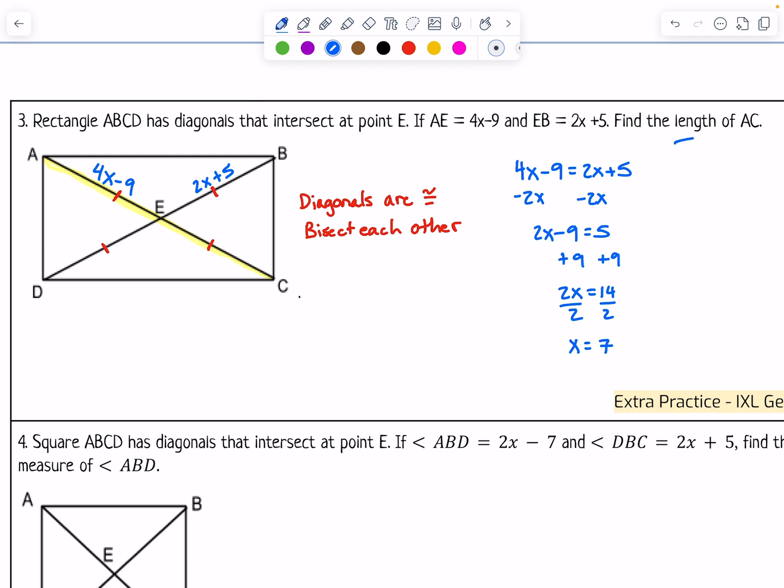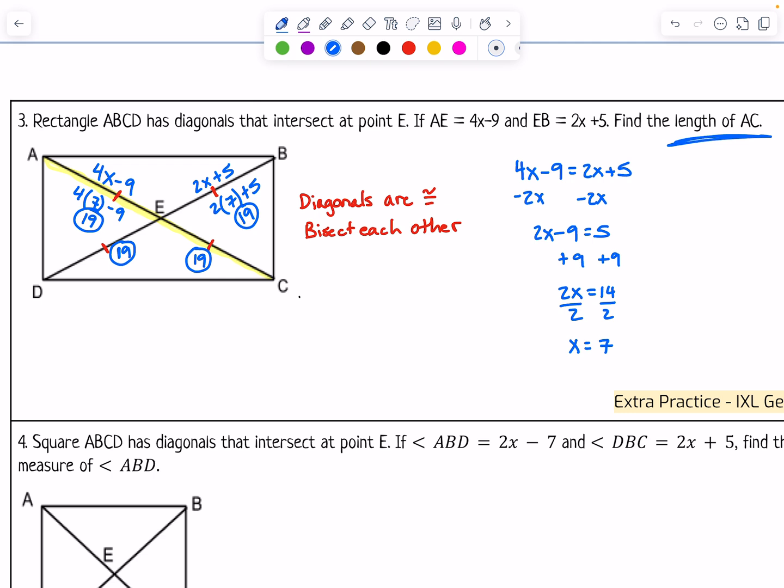But then I'm looking for the length of AC, so I've got to plug it back in. No matter which one you plug it back into, you should get the same thing because we do know that these are congruent. So 4 times 7 minus 9 is 28 minus 9, which gives us 19. Notice you get the same thing over here. If you say 2 times 7 plus 5, that's 14 plus 5, which is also 19. So all 4 of these pieces, these halves of the diagonals, are 19.